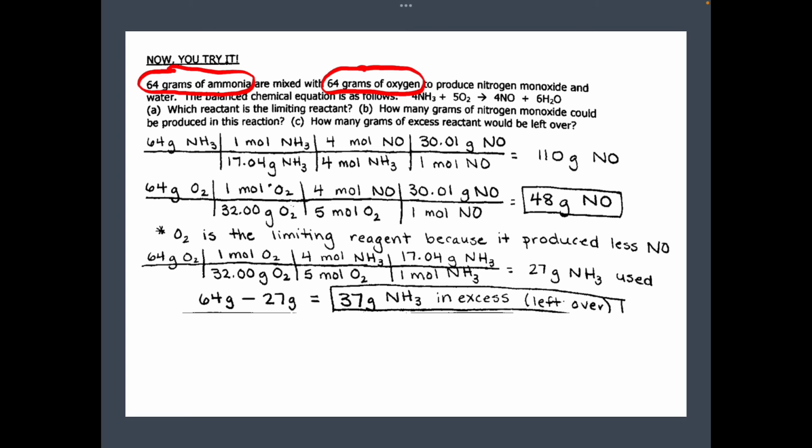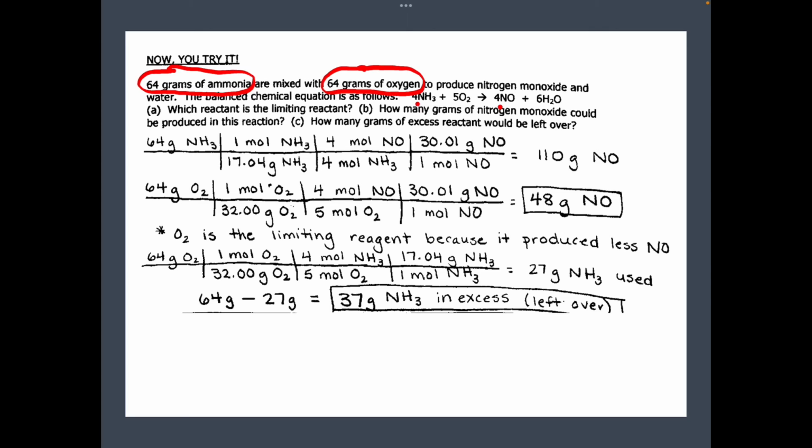So for the first one, we'll take our grams of ammonia, we'll use our molar mass to turn it into moles, and then we'll use our mole ratio. So for every 4 moles of ammonia, we are making 4 moles of nitrogen monoxide. And then we'll use the molar mass of nitrogen monoxide to figure out our grams. Okay, we'll do the exact same thing for oxygen. We'll use the molar mass of oxygen to turn it into moles, mole ratio to turn it into moles of nitrogen monoxide, and then we'll use the molar mass to turn it into grams.